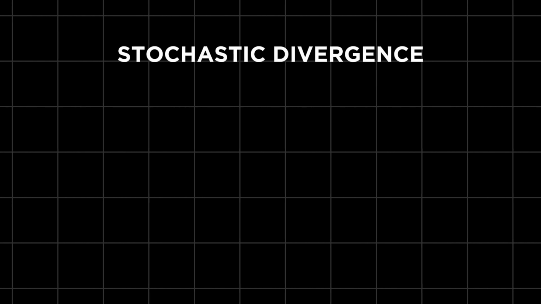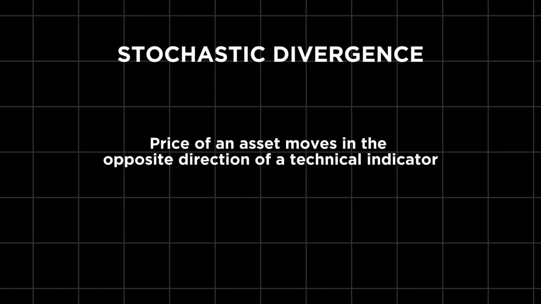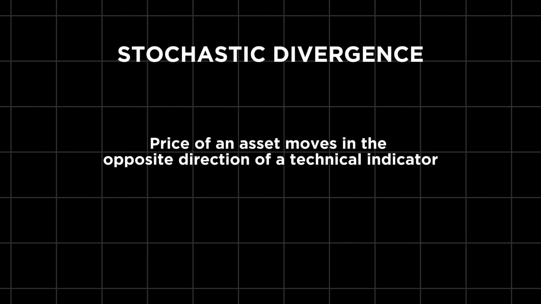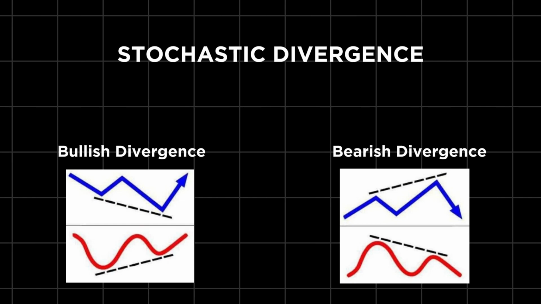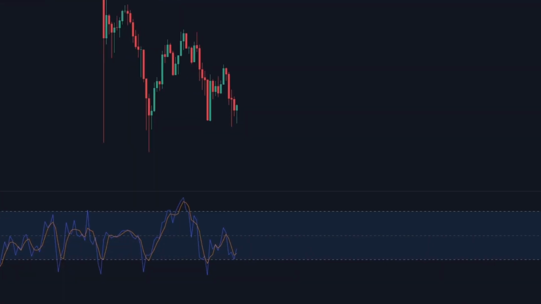Now, we'll learn about stochastic divergence. Divergence happens when the price of an asset moves in the opposite direction of a technical indicator. There are two types of divergence, bullish divergence and bearish divergence. Let's start with bullish divergence. This occurs when the asset's price forms lower lows while the stochastic oscillator forms higher lows. It suggests a potential reversal from a downtrend to an uptrend.